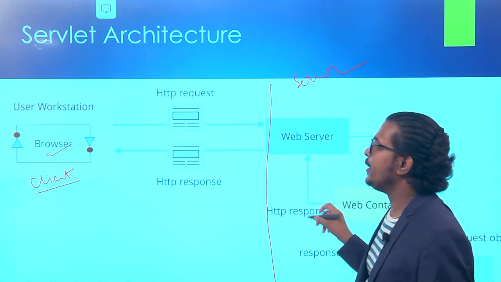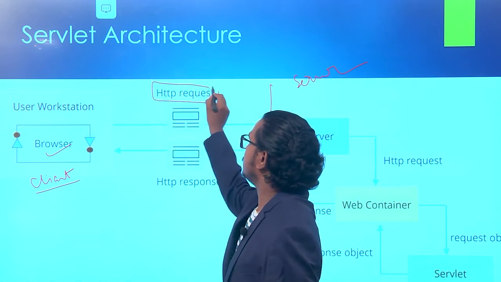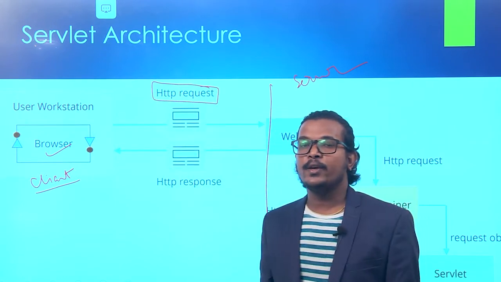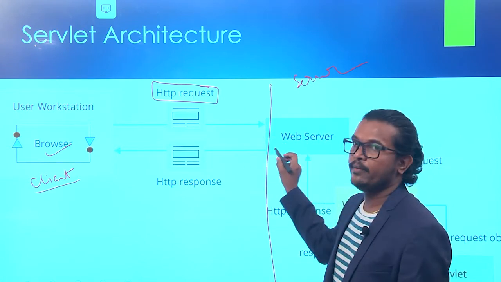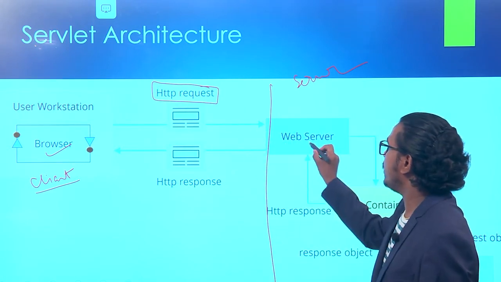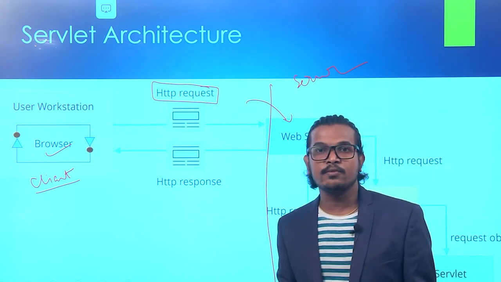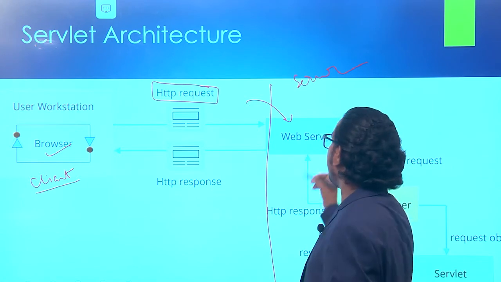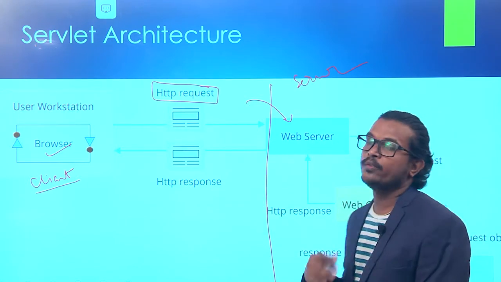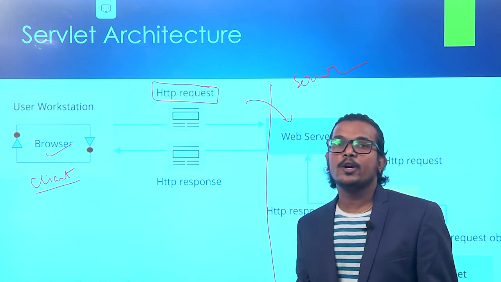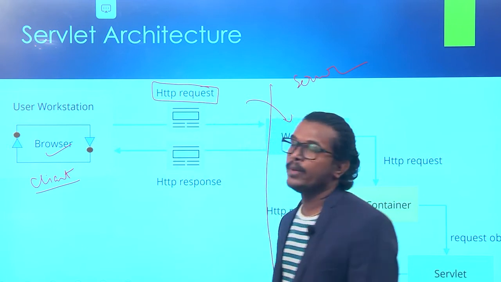Here we first create a request in the form of HTTP, and we send that request to the web server. The web server takes that request and validates whether the request is valid or not. If the request is valid, it will go for the further steps. If the request is invalid, it will discard that packet there itself.